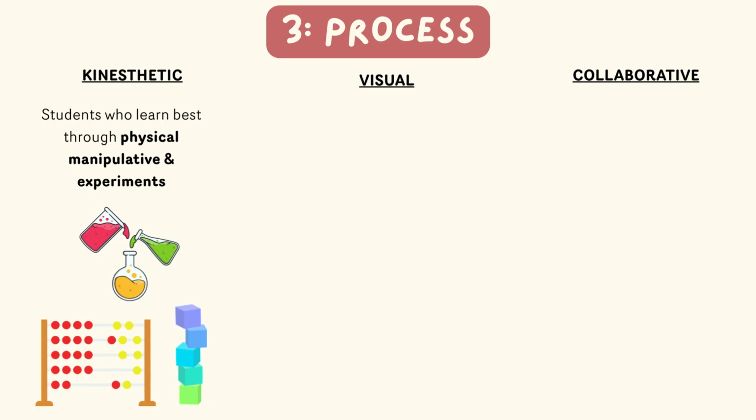The next hallmark is differentiating the process. Differentiating the process means giving students different ways to engage with the content so that they can understand and internalize it effectively. To elaborate, students have different learning preferences. Some are visual learners, some learn best through collaboration, and others are kinesthetic learners who learn by doing. For students who learn best by doing, we can use concrete manipulatives in math or conduct hands-on science experiments to illustrate concepts.